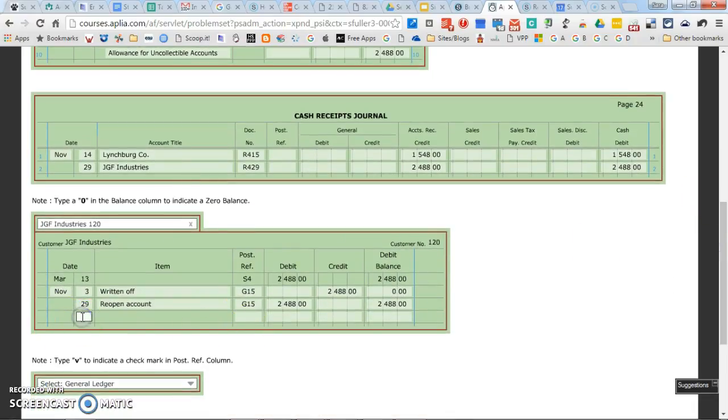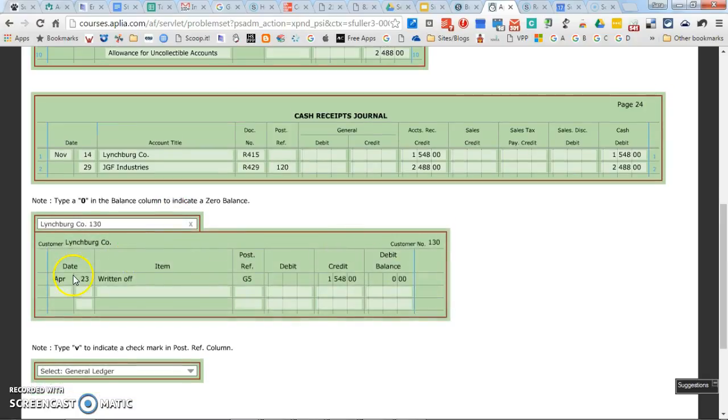Then we have one more right here from our cash receipt. So our date's the 29th. Post reference is going to be CR24. And it's a credit of $2,488. Balance is 0. Post reference of 120. Okay, so JGF is done.